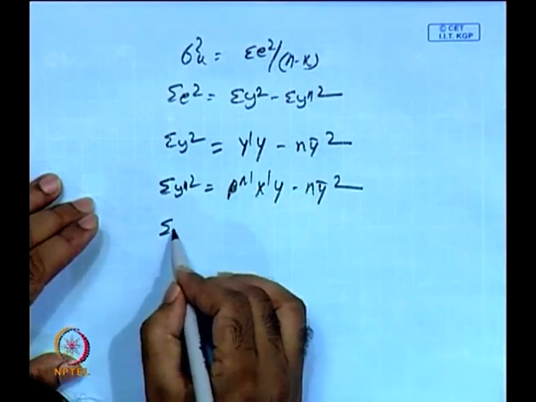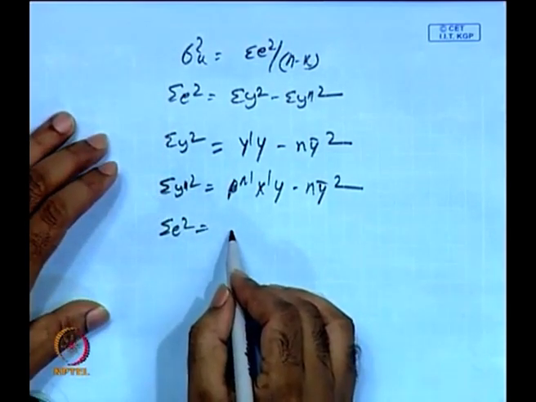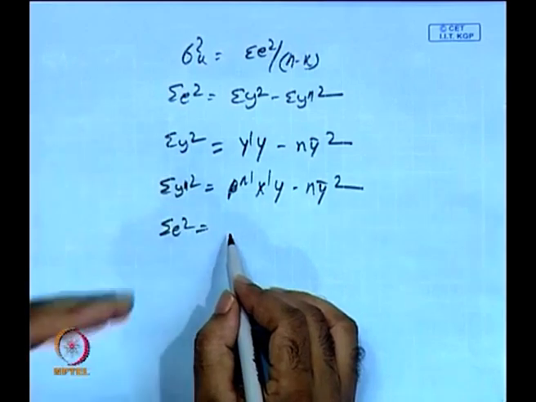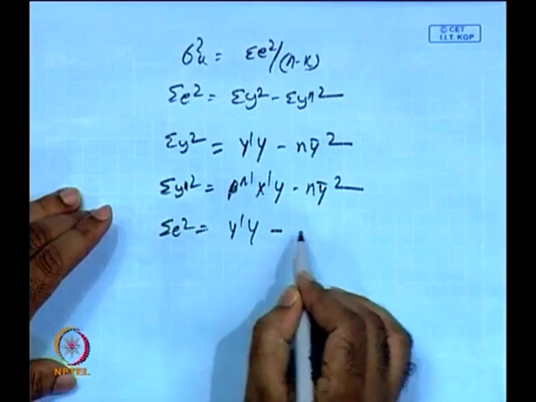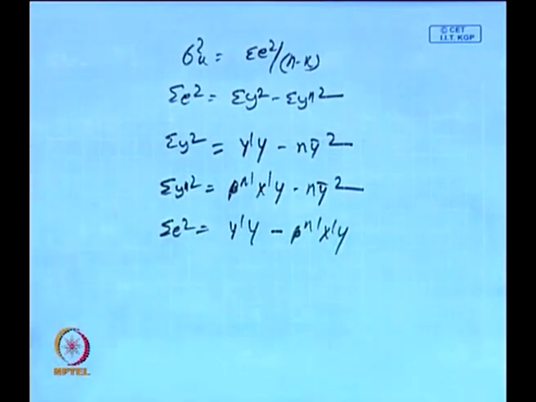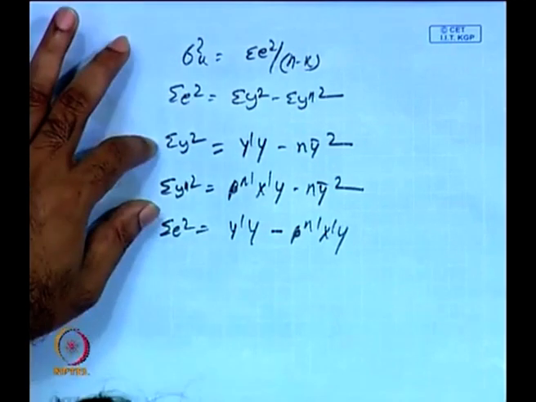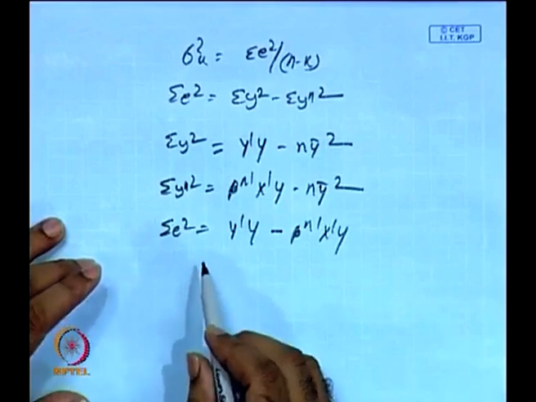Then summation e square equal to summation y square minus summation y hat square. So this is summation y square equal to explained sum of squares plus residual sum of squares. The residual sum of squares will be y transpose y minus beta hat transpose x transpose y. This is summation e square, this is summation y square, then this is summation y hat squares. So now we would like to know what it is.